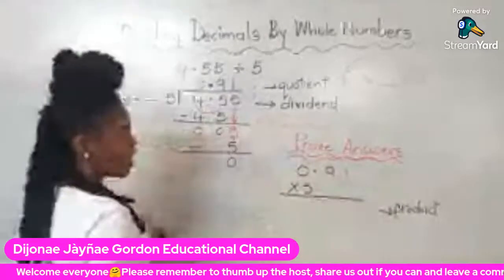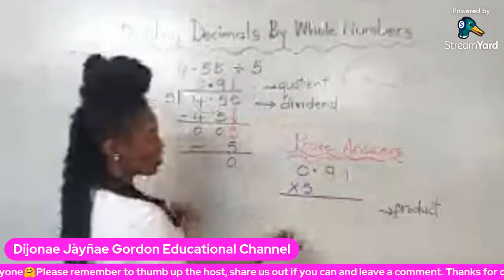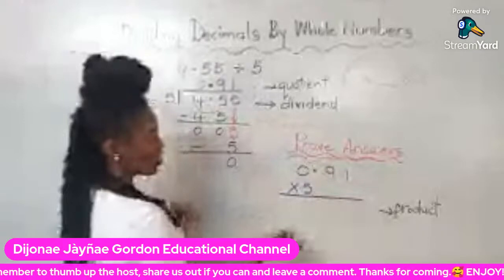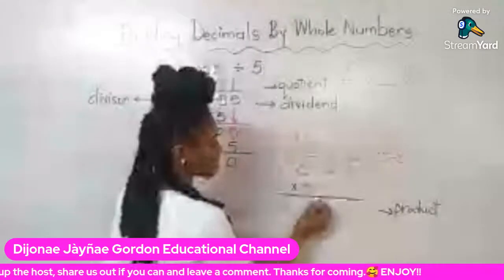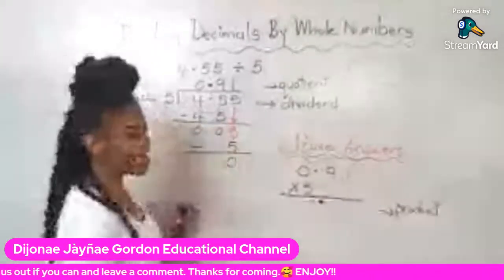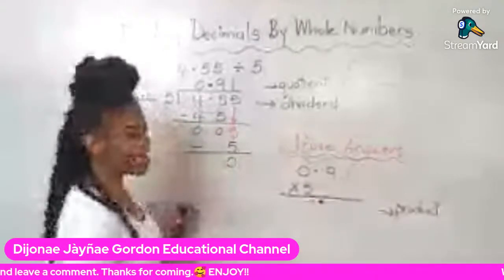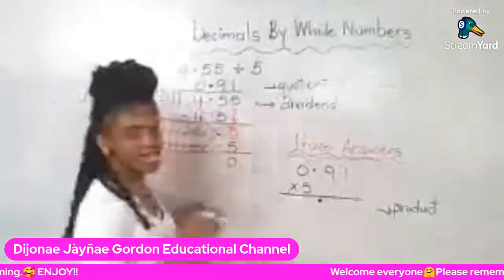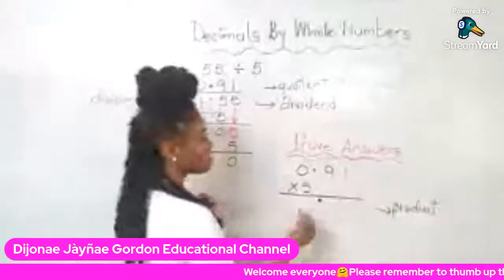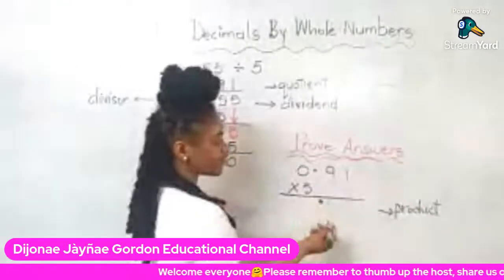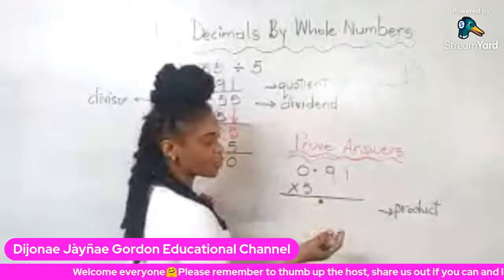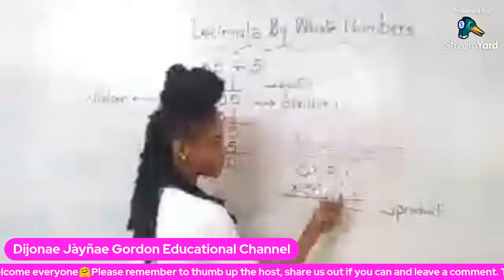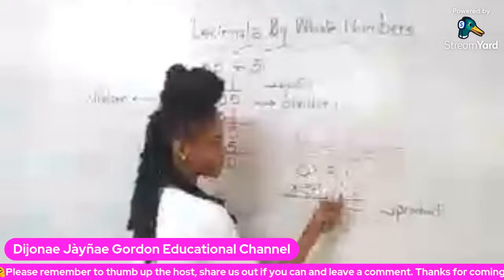So now I'm going to say 1 multiplied by 5. But before I do that, I'm going to check to see how many decimal places I have after my decimal place. All right? So this is the first thing we are going to do. We have 2 decimal places. 1, 2. I put 2 dots.